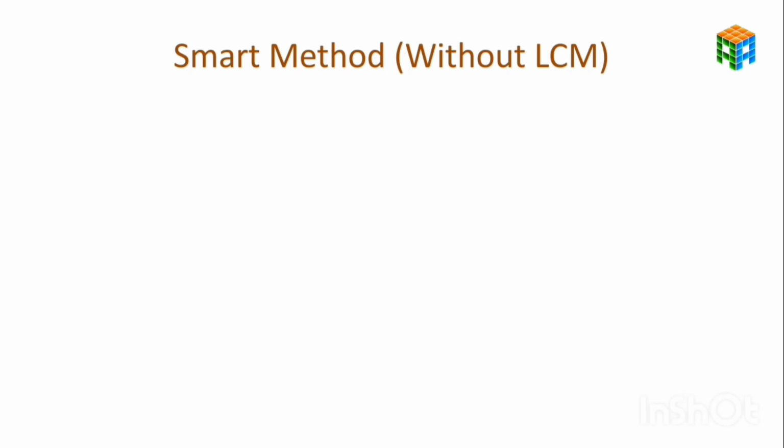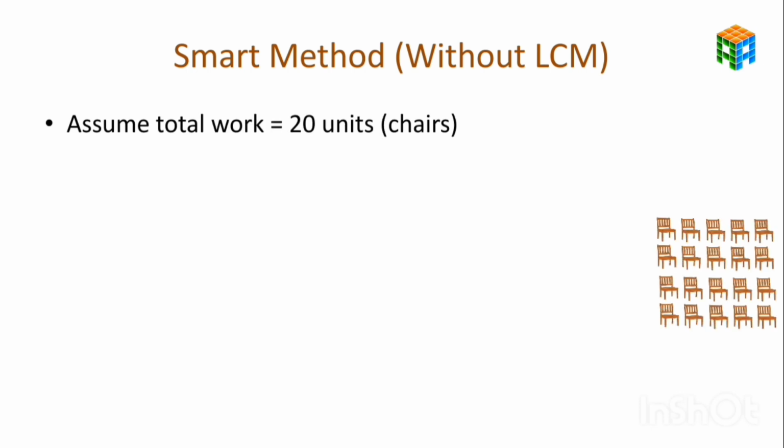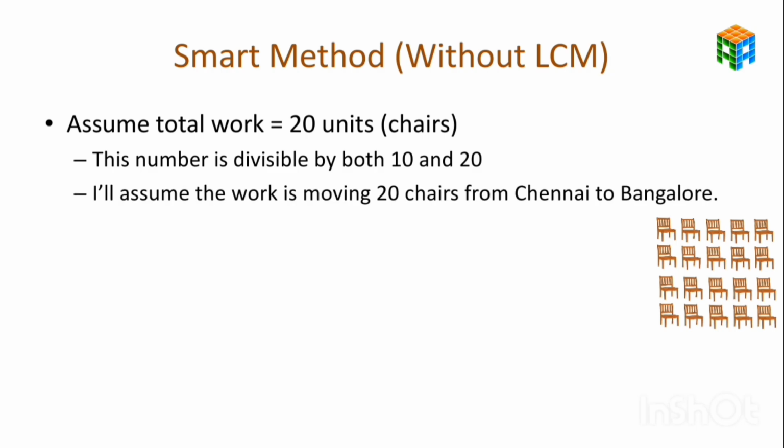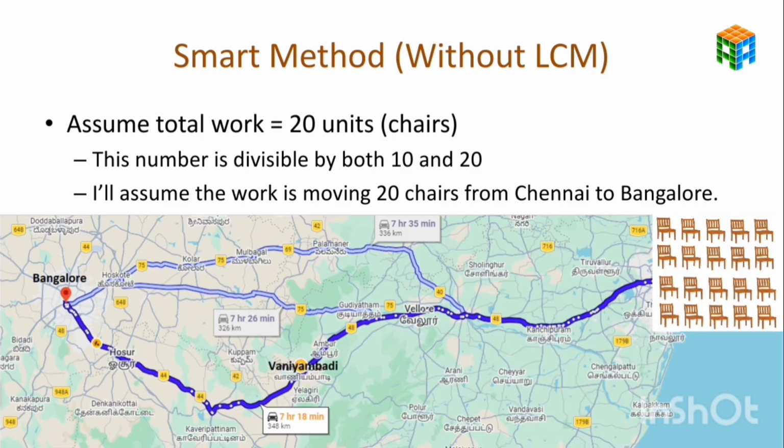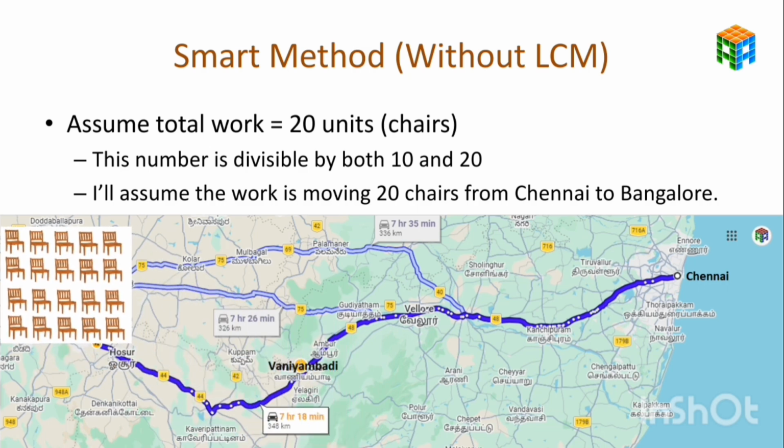It's very simple. Just assume the total work is 20, because this number is divisible by both 10 and 20. I will assume the work is shifting 20 chairs from Chennai to Bangalore. Just assume some work in order to understand the problem.